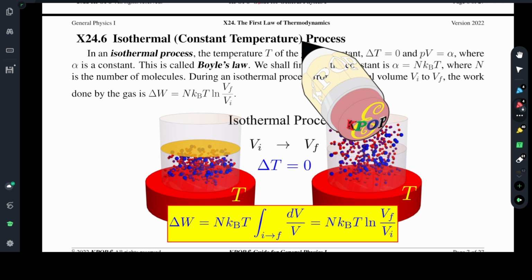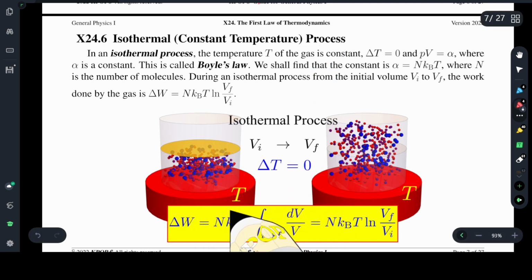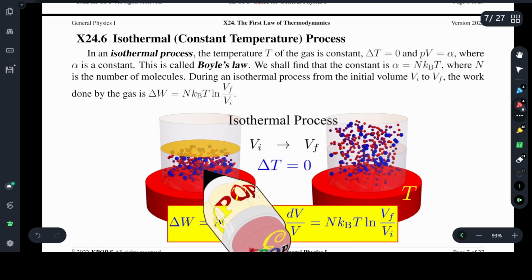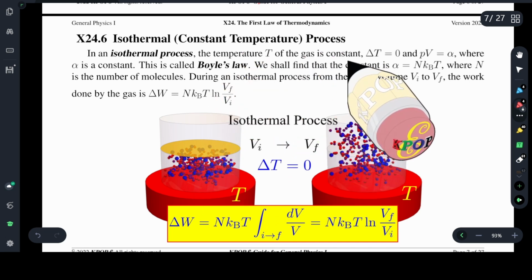That means the same amount of energy that is equivalent to the work done by the gas must have been supplied from outside. That is in the form of heat. That's the reason why the heat reservoir at temperature T is given here. It has supplied heat with the same amount as the gas has done, PdV.